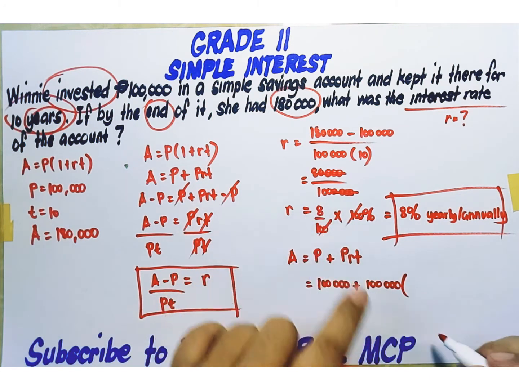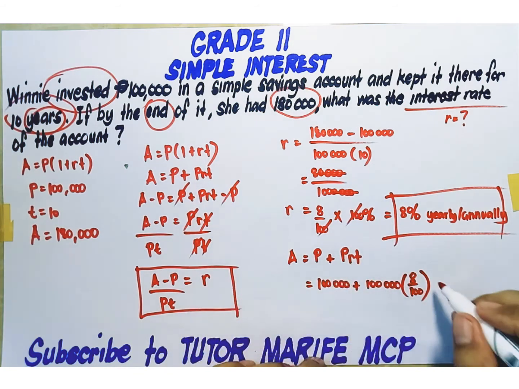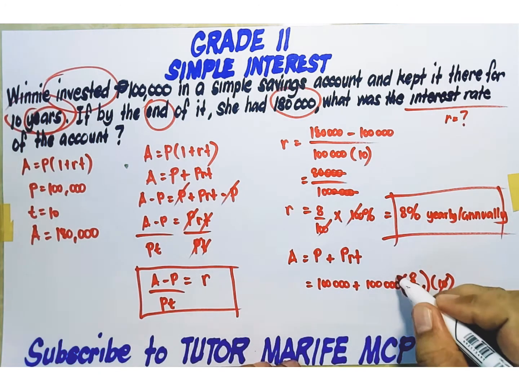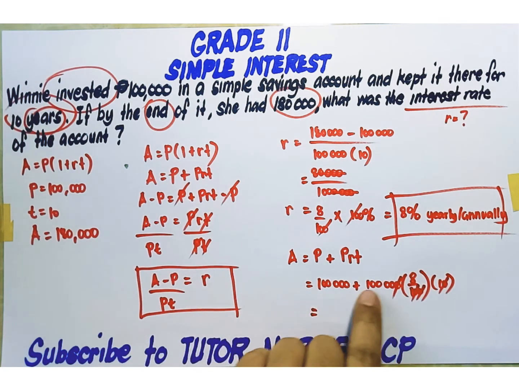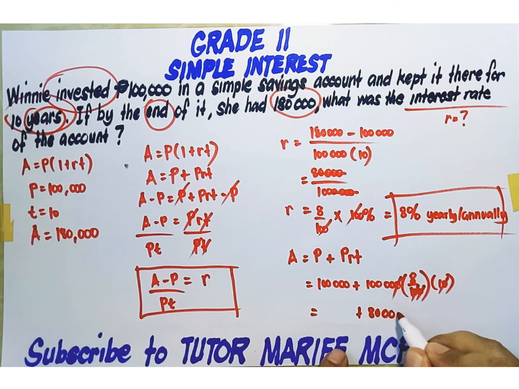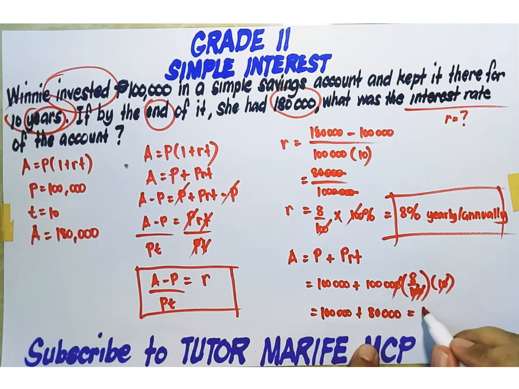R is equal to 8 over 100. Let's use the fraction form of the interest rate. T is equal to 10. Multiply first before you add. Again, remove the same number of zeros from the numerator and from the denominator. Multiply. 10,000 times 8 is equal to 80,000 plus 100,000. Add up, this is equal to 180,000.